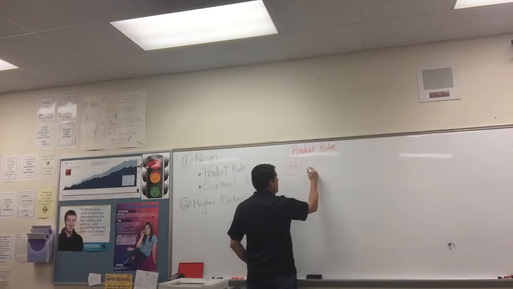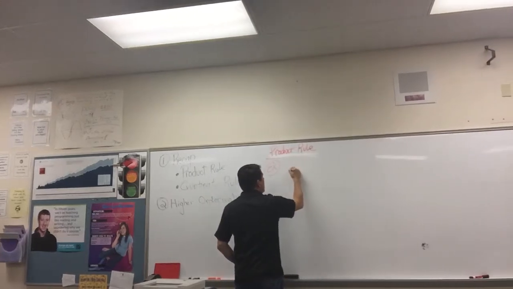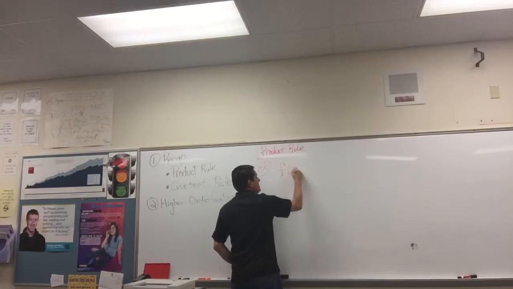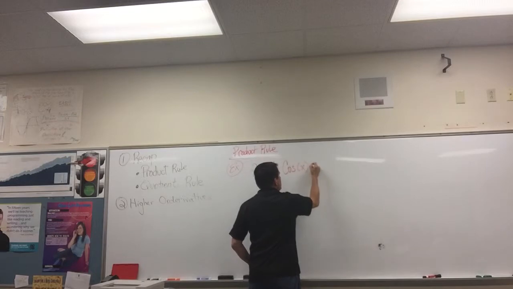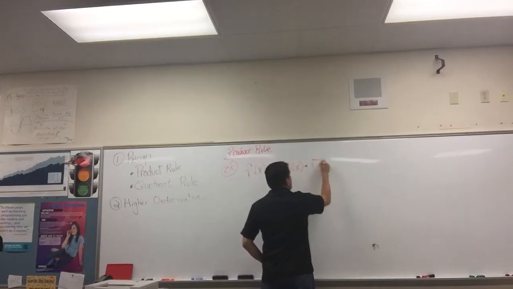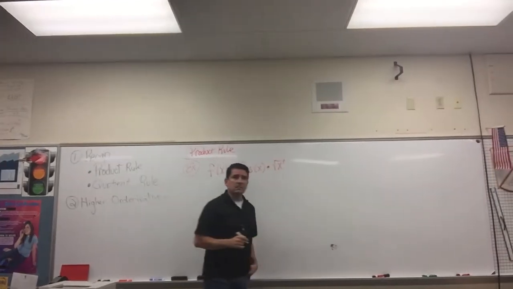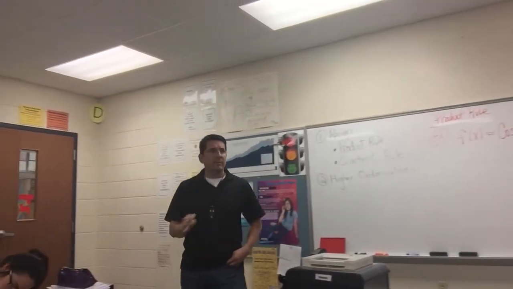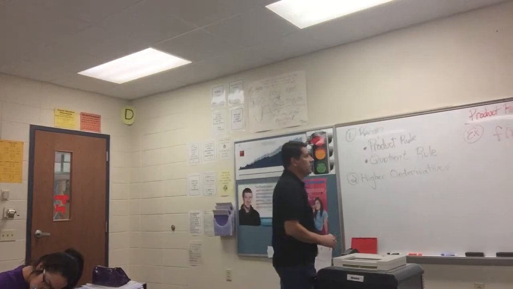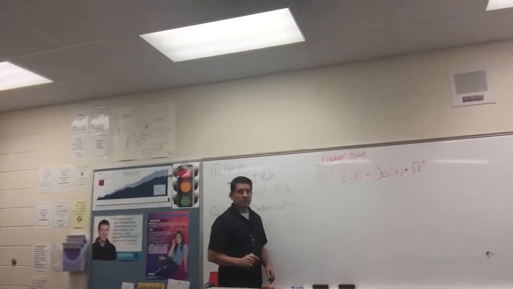For example, you do this one. Let's say f of x is equal to the cosine of x times the square root of x. Cosine of x times the square root of x. Find me the derivative of that using the product rule.